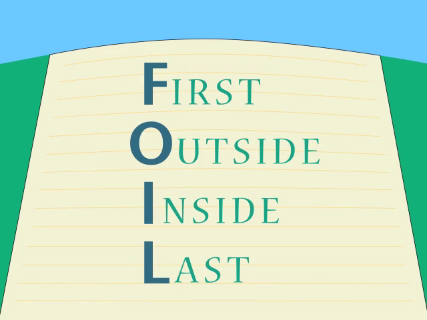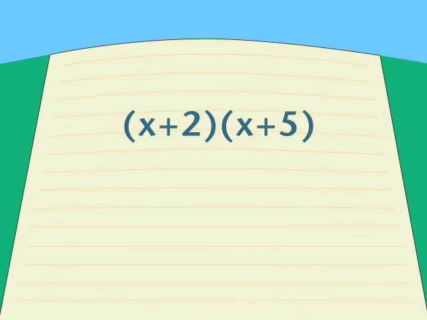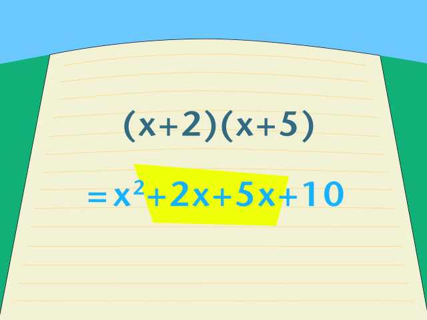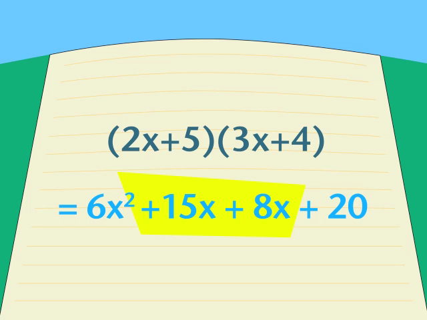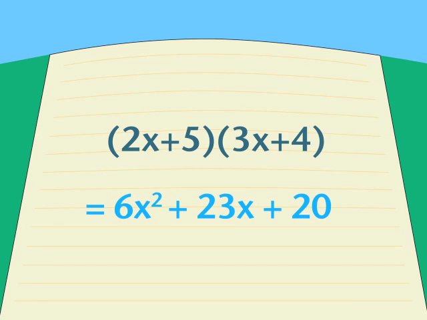Recall our FOIL pattern for multiplying 2 binomials. The middle 2 terms combine, and we end up with our familiar trinomial. We already put this idea to good use, working backwards to factor a trinomial with only x squared in the first term. When we multiply 2 binomials like these, the coefficient of the first term in the resulting trinomial is not 1. It's not obvious how to get from the coefficient of x squared back to the coefficients of x, 2 in the first binomial and 3 in the second.